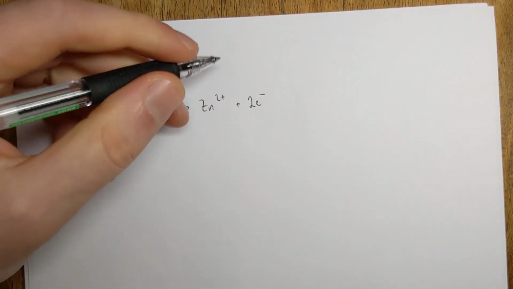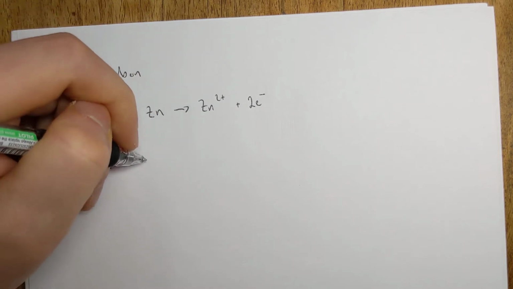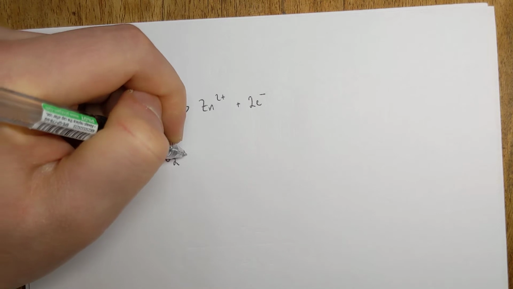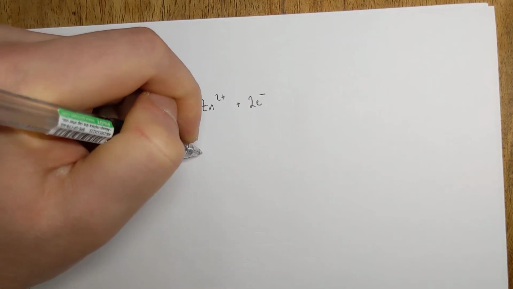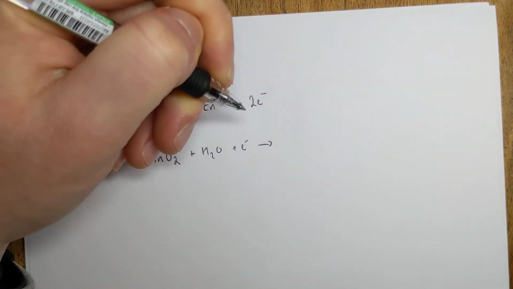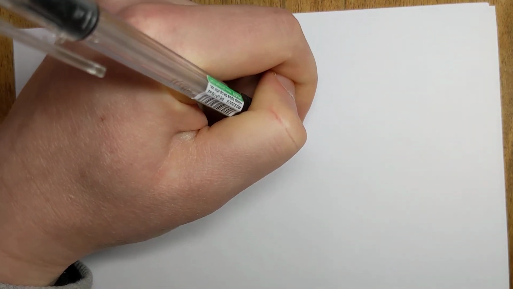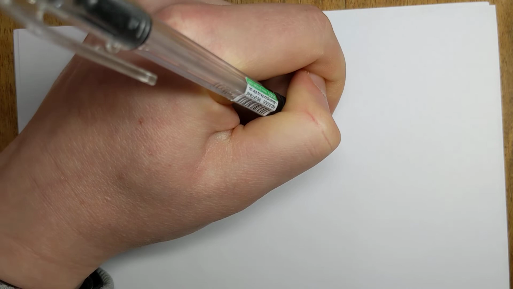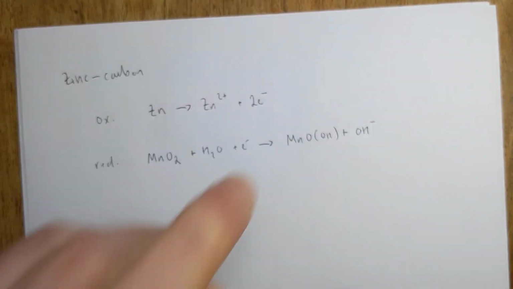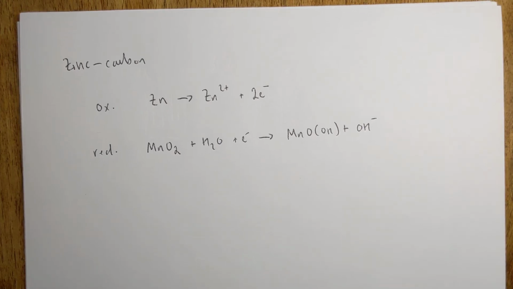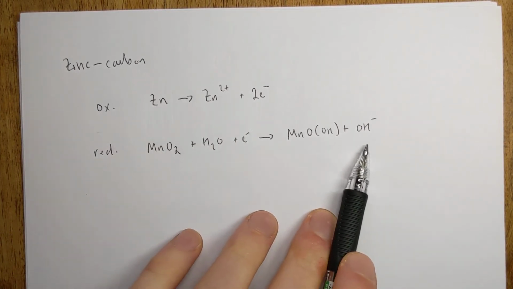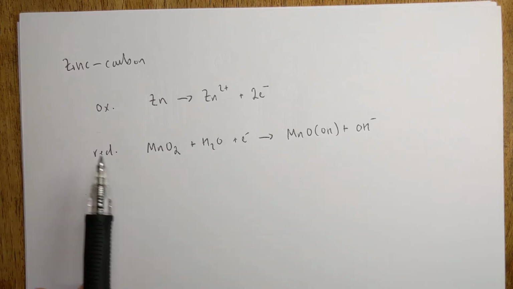Reduction looks a little bit more complicated. What you've got is manganese oxide being reduced. That involves the gain of a water molecule and an electron, and that will go to this strange looking thing here, which we call manganese oxide hydroxide, plus a spare hydroxide ion over on this side. Okay, don't need to talk too much about that.